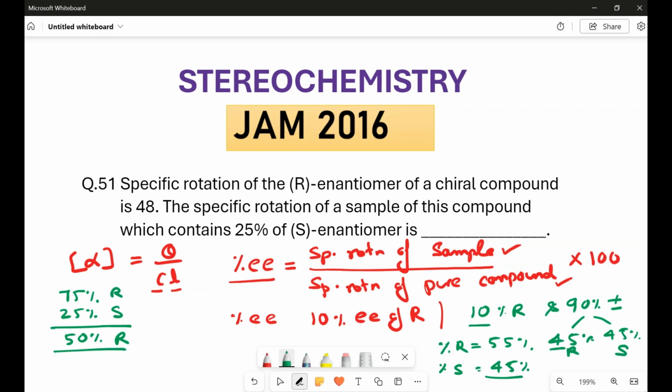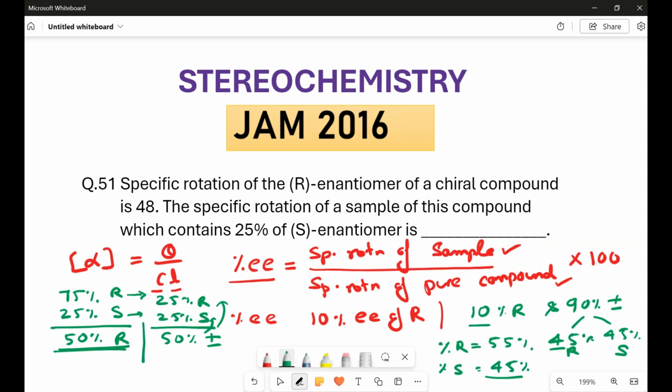How? Because from this 75 percentage of R, 25 percentage of R and the 25 percentage of S. We know that racemic compound is equal percentage. So it's an equimolar mixture of the enantiomers. So I'll be having 50 percentage of the racemic compound, which has 25 percentage of R and 25 percentage of S. So balance 50 percentage is pure.